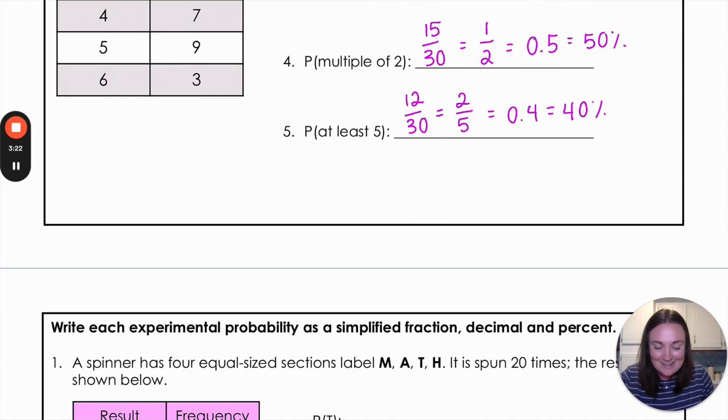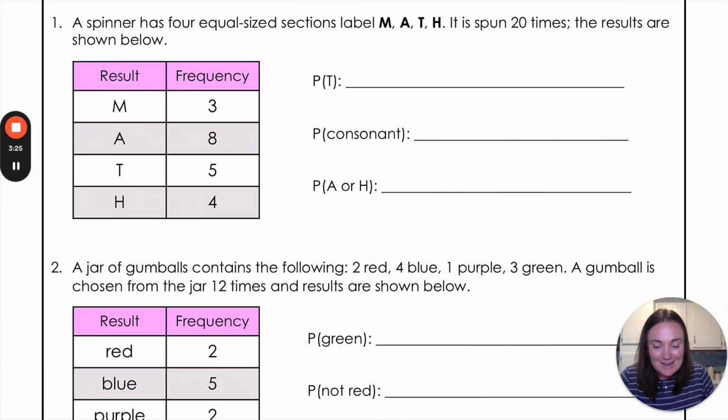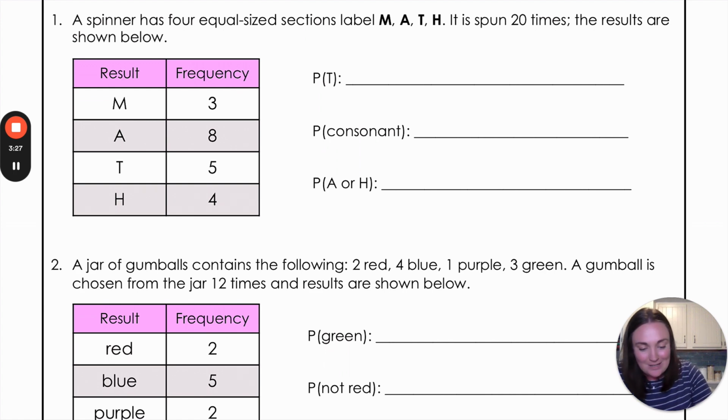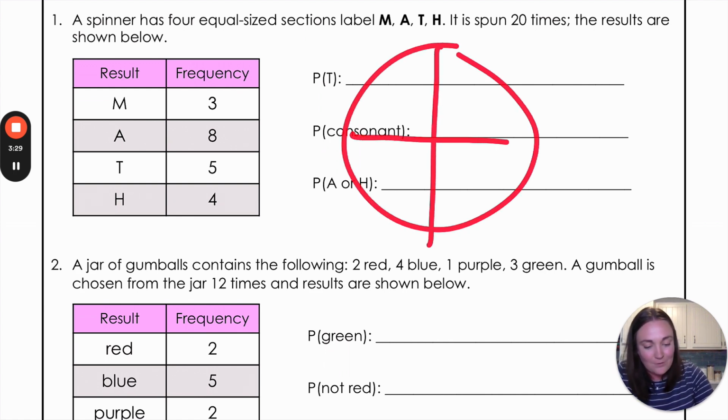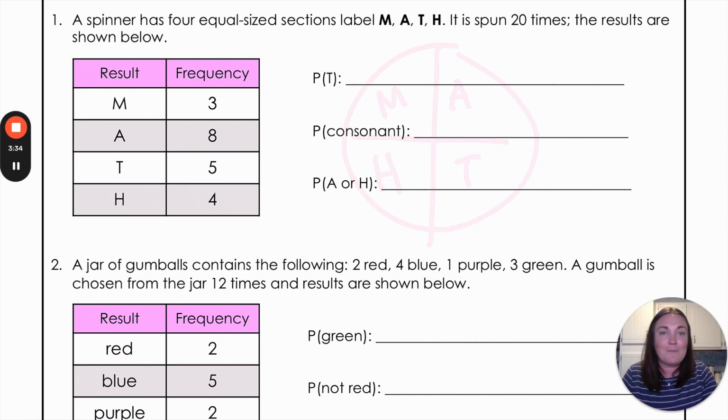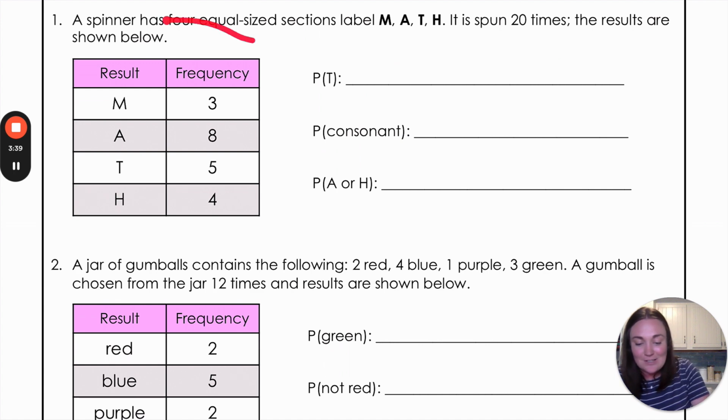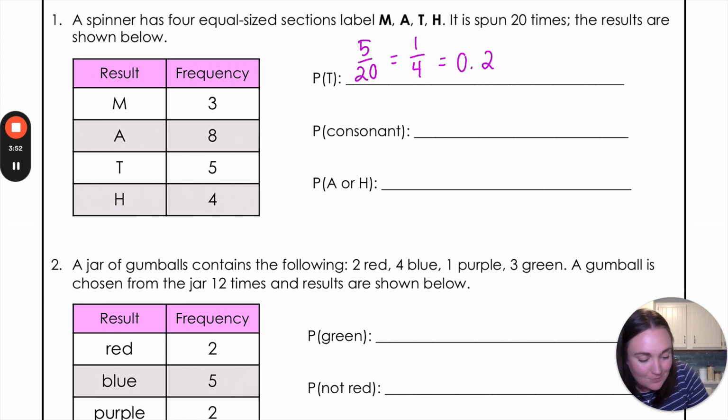Let's take a look at another example. Okay, so this time the spinner has 4 equal size sections. So picture a spinner, 4 sections, M, A, T, H, right? It's spun 20 times, so that's going to be our big total this time, and the results are shown in the table. So we want to find the probability of landing on T. Well, they landed on T 5 times out of those 20 total. So 5 out of 20 is going to simplify to 1/4, which is 0.25 or 25%.